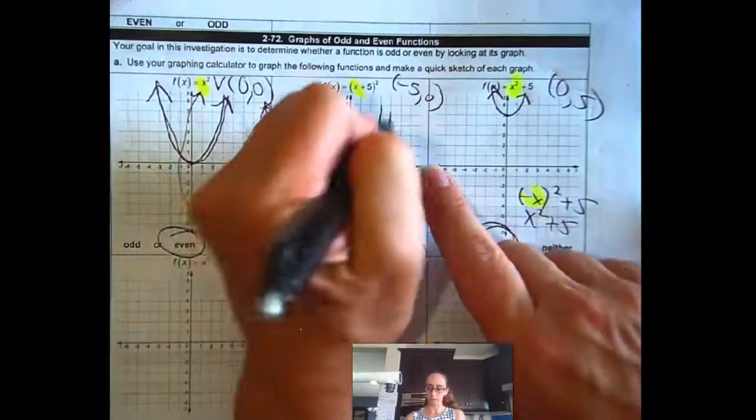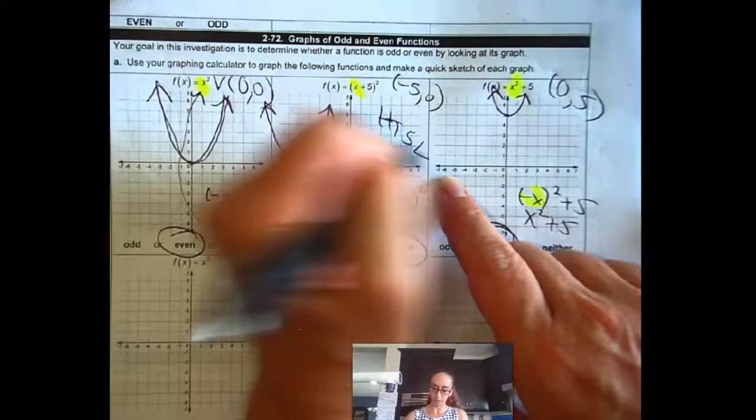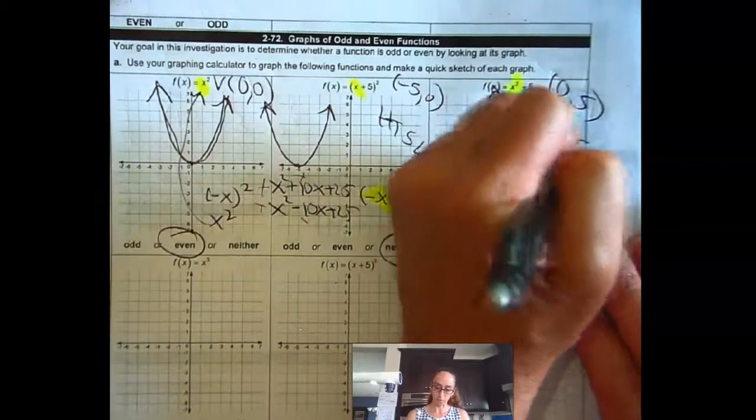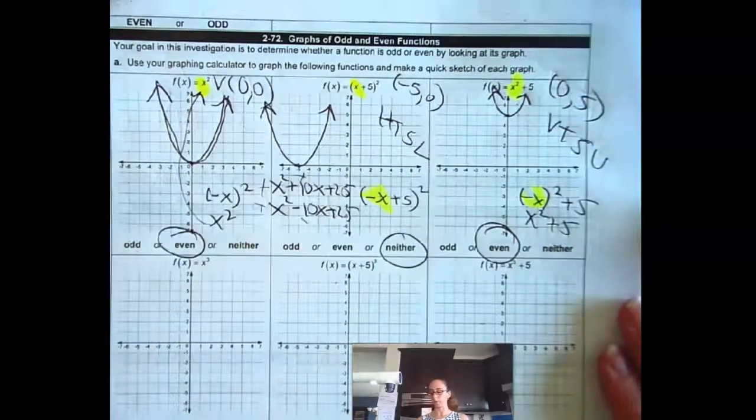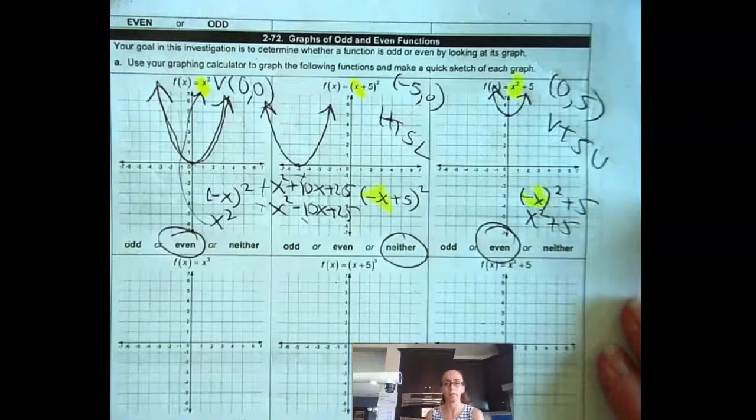Horizontal translation, 5 on the left. Vertical translation, 5 up. Notice the difference. No transformation at all. It's the parent.